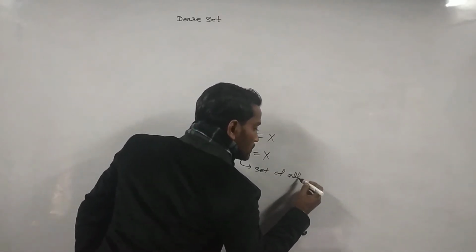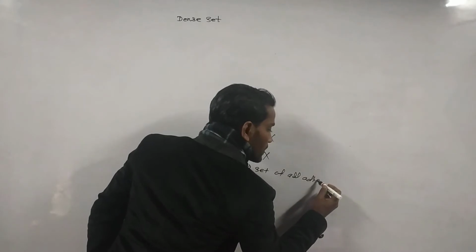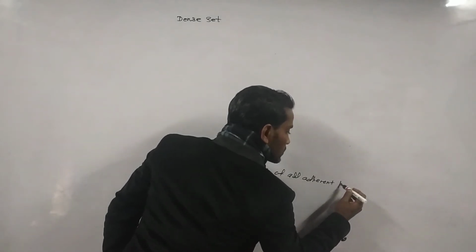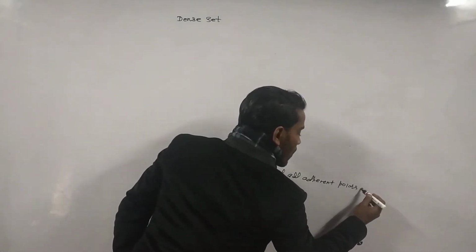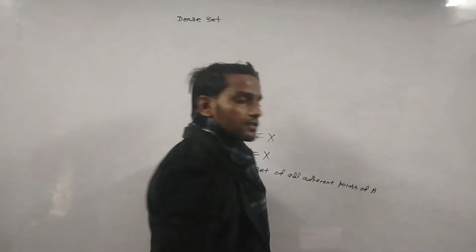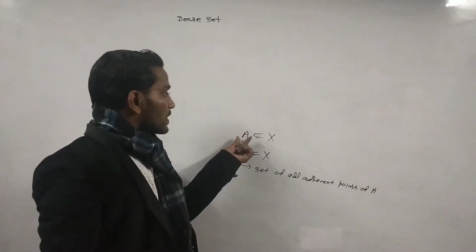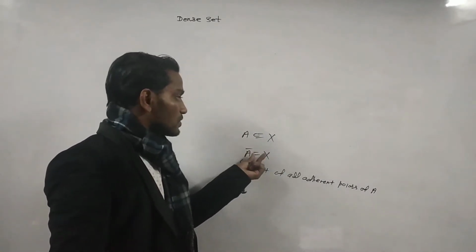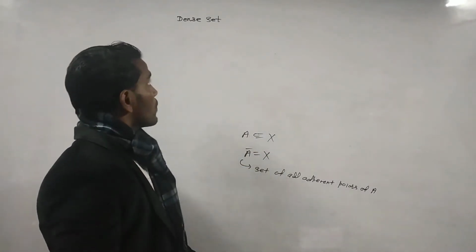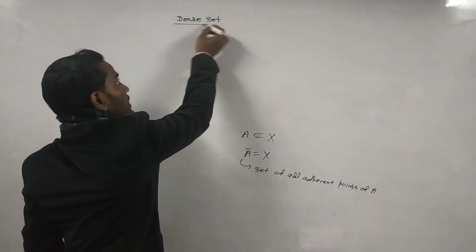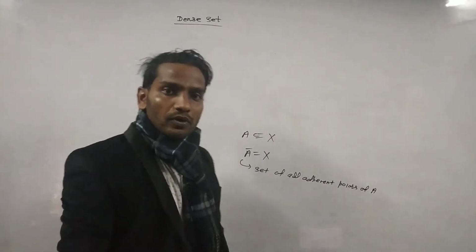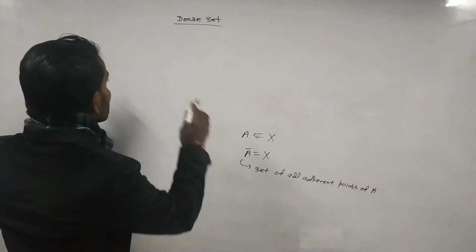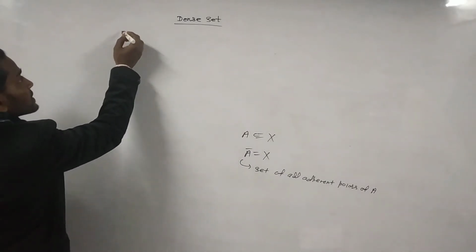all adjoint points of A. This means any subset A of X is said to be dense in X if A closure equals X. Now we will discuss dense set in case of topology. Then let's see dense set.